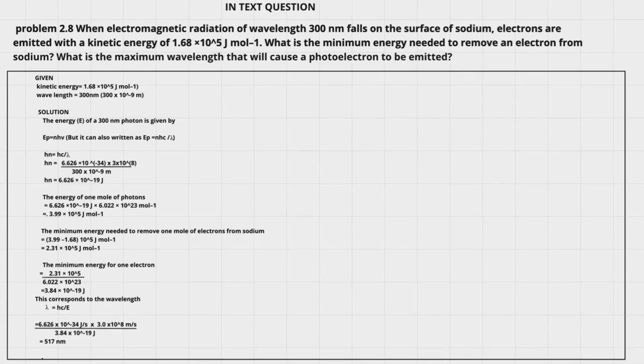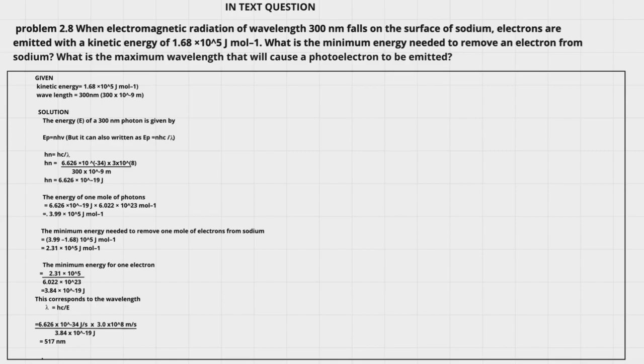When electromagnetic radiation of wavelength 300 nanometer falls on the surface of sodium, electrons are emitted with a kinetic energy of 1.68 x 10^5 J mol^-1. What is the minimum energy needed to remove an electron from sodium? What is the maximum wavelength that will cause a photoelectron to be emitted?